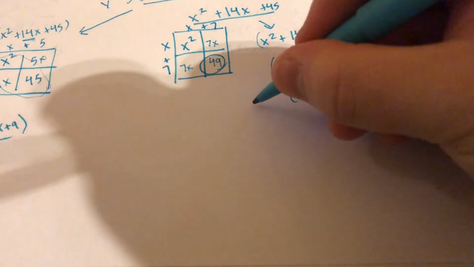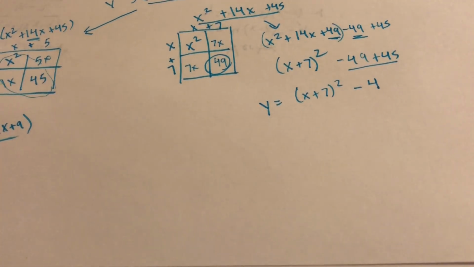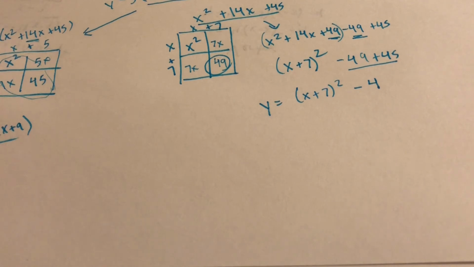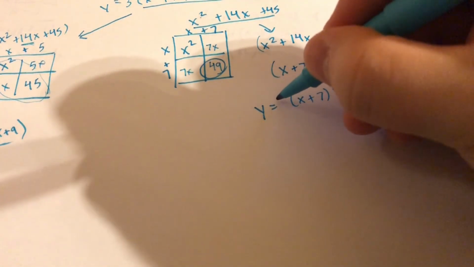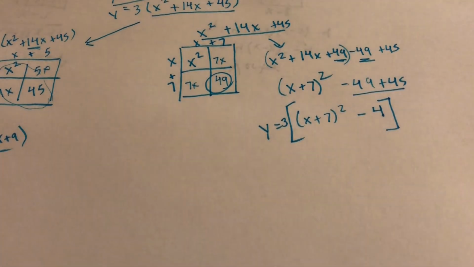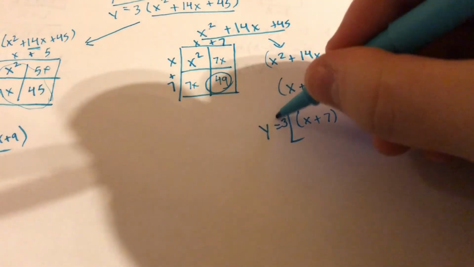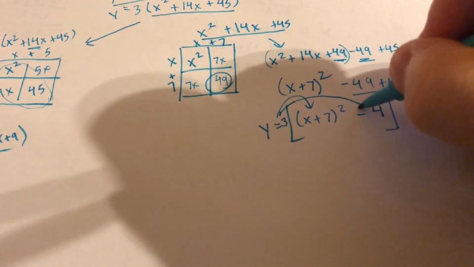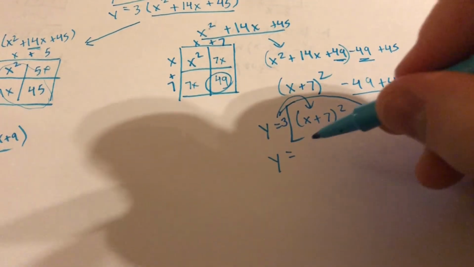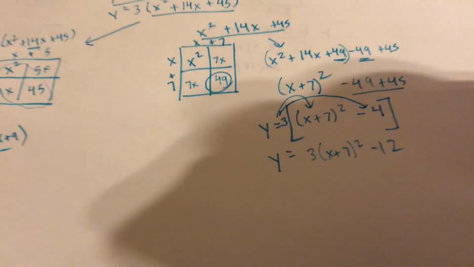But we're not quite done here yet. Okay? We are not quite done here. The problem is we forgot the 3. Okay? So this step is really important. Notice how I put parentheses on the outside of the entire thing. That is really important because I'm going to distribute this 3 to both separate things. I get y equals 3 times x plus 7 squared minus 12.